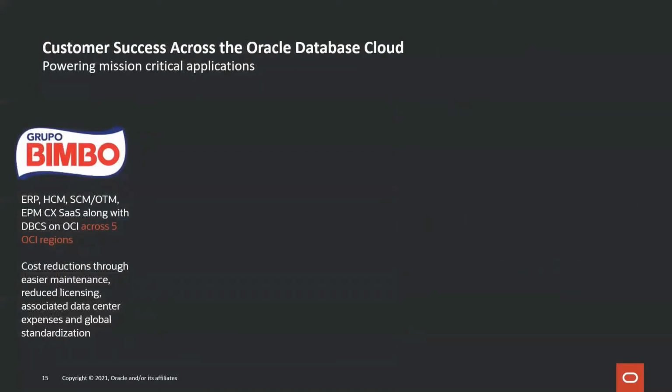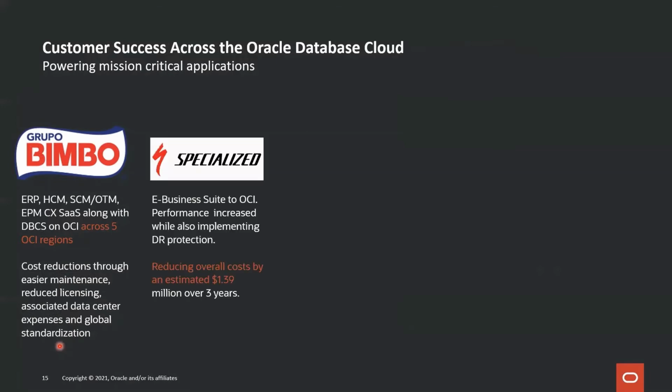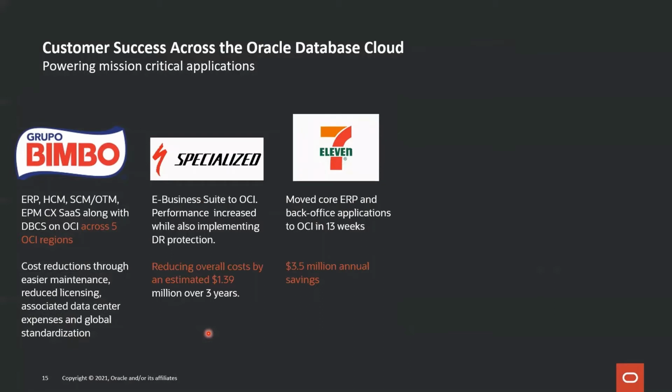Our customers are adopting Oracle Database Cloud in different flavors for different workloads. Grupo Bimbo, a $15 billion multinational company, migrated on-premise backend systems to the low-cost database cloud service. Specialized Bike moved their EBS database to Exadata Cloud Service, got improved performance, implemented DR that they didn't previously have, and still saved nearly $1.4 million over 3 years.